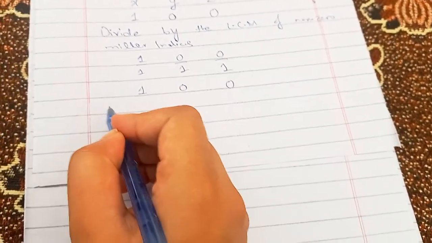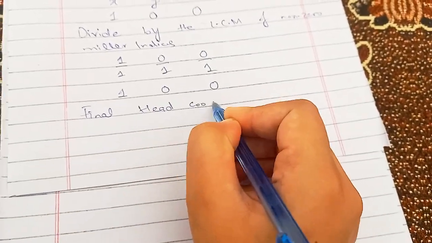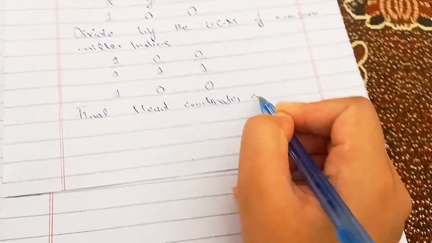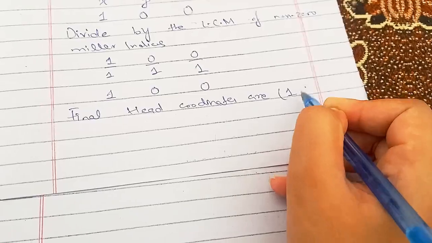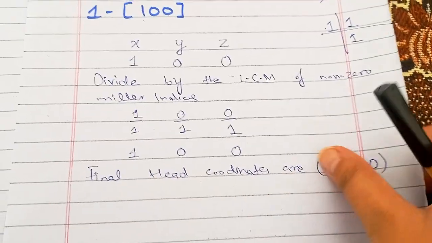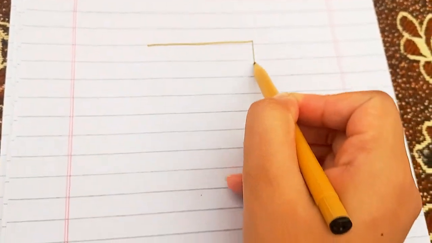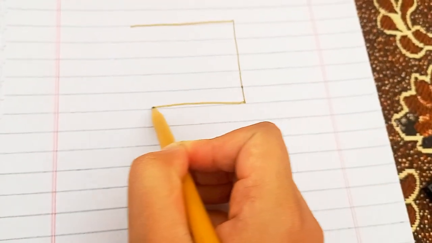So these are the final head coordinates. Final head coordinates are 1, 0 and 0, separated by comma signs. The head coordinates, now let's draw them. For drawing, we'll draw the unit cell first, because the direction needs to be drawn inside a unit cell.